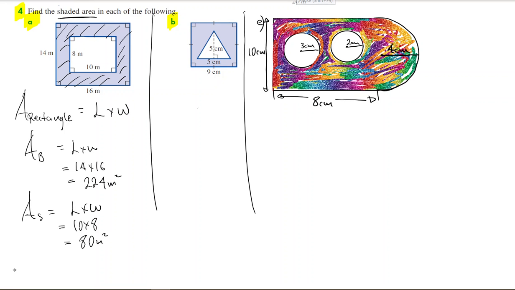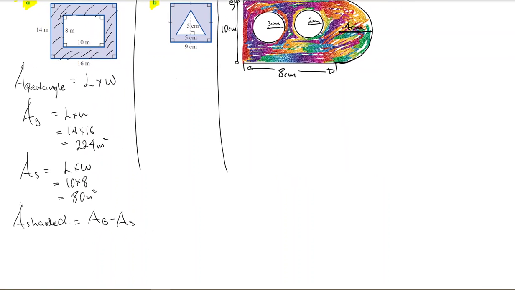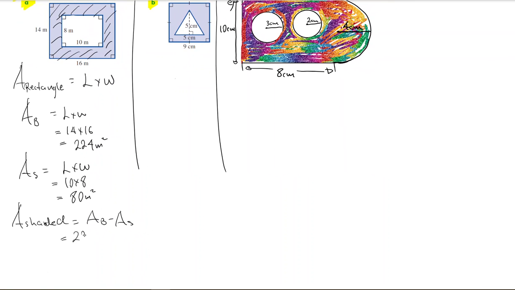Then from there, if I want the area of the shaded part, called area shaded, it equals area big minus area small. Do you see how I'm communicating my ideas like that? That's how your work should look in the exam. Then that area, big minus small, is 224 minus 80, and my answer is 144 meters squared. The units are in meters, so meters squared. Final answer.